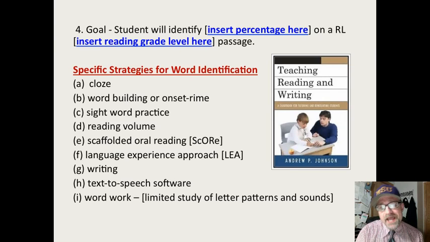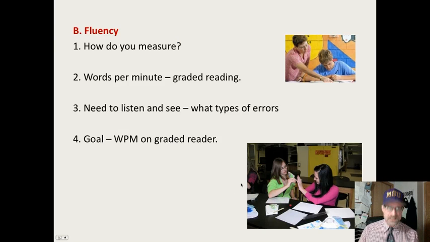So if I were the grand prix of the universe, a goal related to word identification would be: students will identify, insert percentage here, on a reading level blank passage. All right? And here are some specific strategies specifically for word identification. You can find them in this book. But if I see an IEP coming through, I want to know, what's this teacher doing for word identification? Simply saying Orton Gillingham doesn't tell me anything.